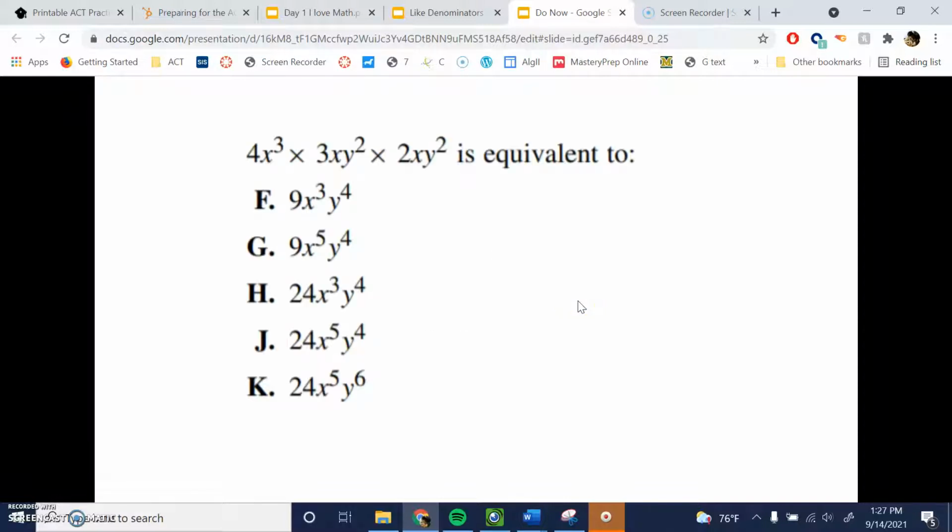Here we go. First one, 4x to the third times 3xy squared times 2xy squared is equivalent to F, G, H, J, K. Which one? Go!